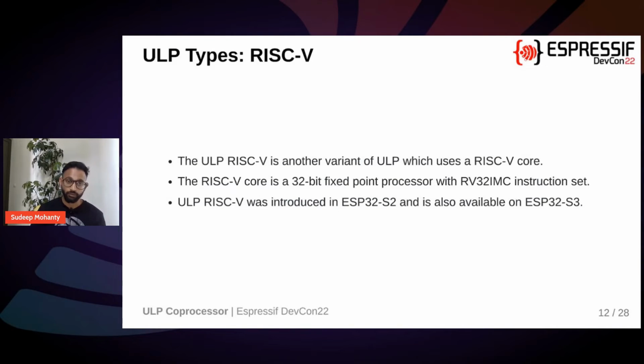The other kind of ULP core that we have is actually a full-fledged RISC-V core. Now, this was introduced from the ESP32-S2 and is also available on the ESP32-S3. It's a RISC-V core supporting the RV32IMC instruction set, and it's much more user-friendly. We will look into the differences between these two in terms of programmability in a bit.